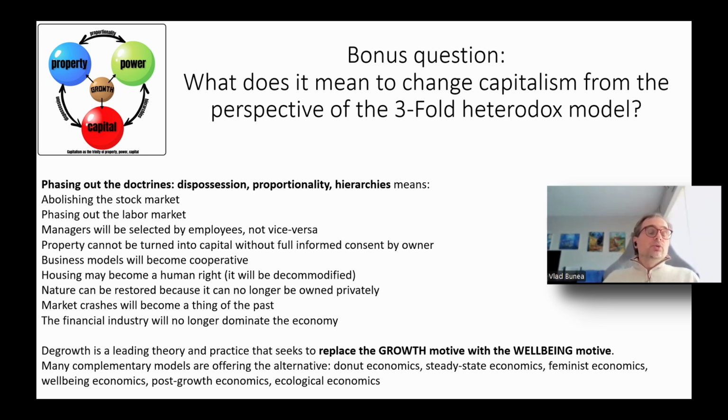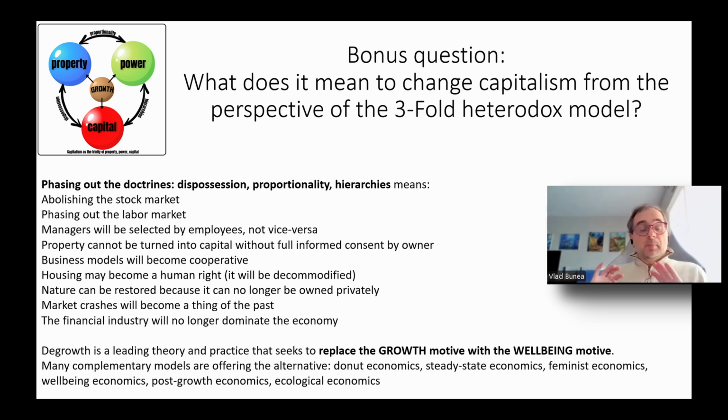What would it mean to change capitalism from the perspective of the threefold model? Phasing out these doctrines would mean abolishing the stock market, phasing out the labor market. Managers will be selected by employees, not vice versa. Property cannot be turned into capital without full informed consent by the owner. Business models will become cooperative. Housing may become a human right. It will be decommodified. Nature can be restored because it can no longer be owned privately. Market crashes will become a thing of the past. The financial industry will no longer dominate the economy.